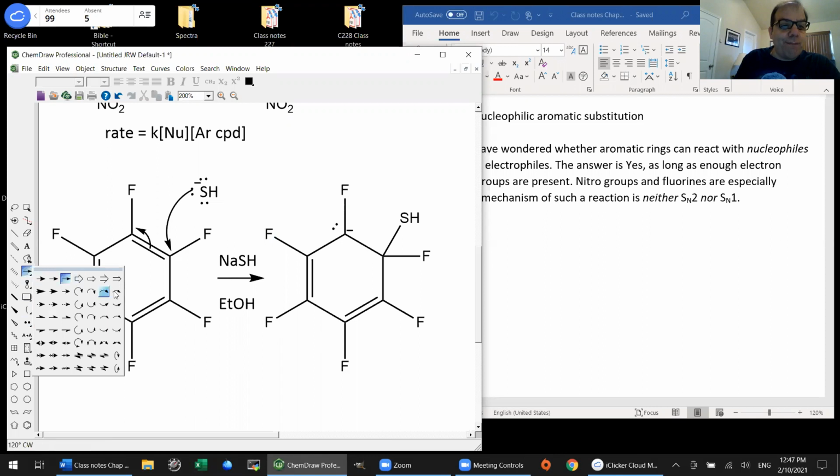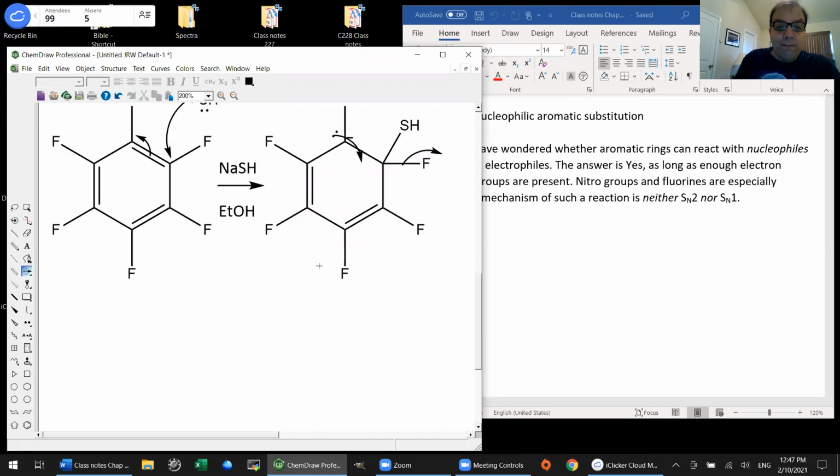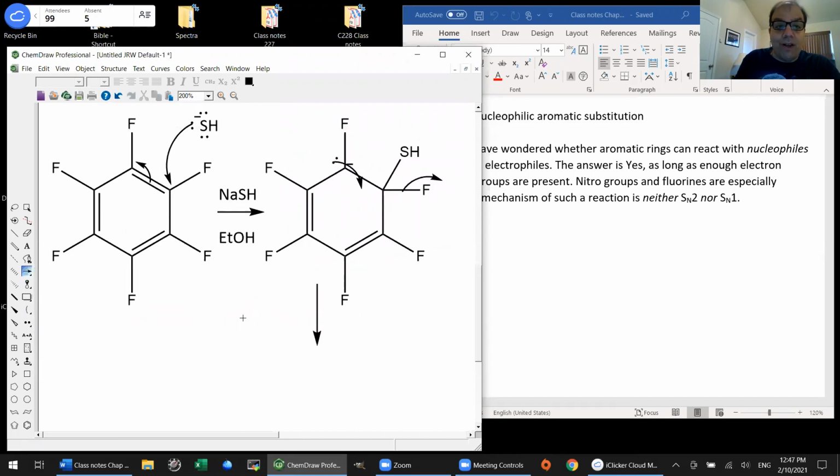The reestablishment of the aromaticity is comparatively very fast. This folds back in over here to regenerate the aromaticity. We lose our leaving group. Fluoride isn't the greatest leaving group in the world, but when it comes to regenerating aromaticity, it's good enough.